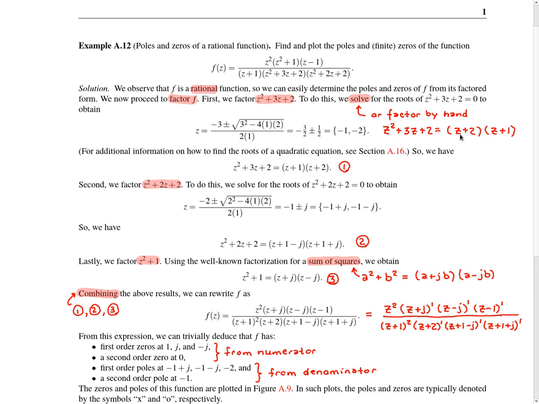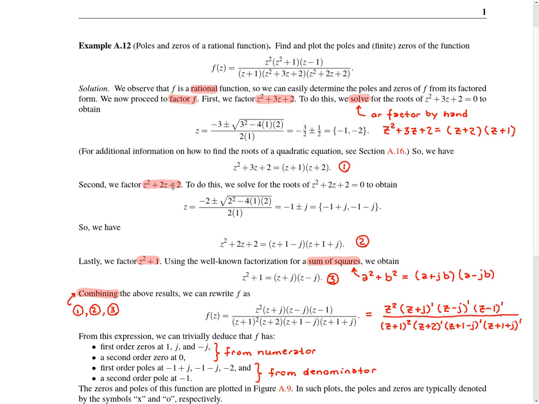But if all else fails, you can plug into the quadratic formula, which is what's shown here, and solve for the roots of this particular polynomial, or I should say quadratic to be more specific. And it turns out that the roots you get are minus 1 and minus 2, which are just the negatives of these two constants here. So one way or another, you end up with the factorization for this denominator factor here, z plus 2 times z plus 1. Then we move on to the next factor that we want to consider, which is the factor z squared plus 2z plus 2. So in other words, this factor here.